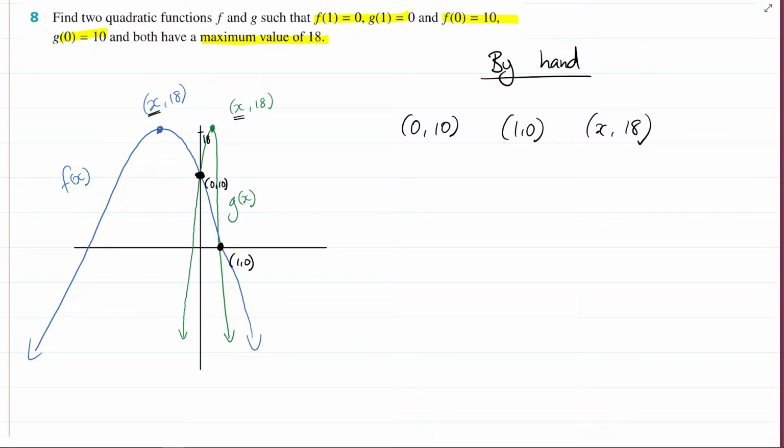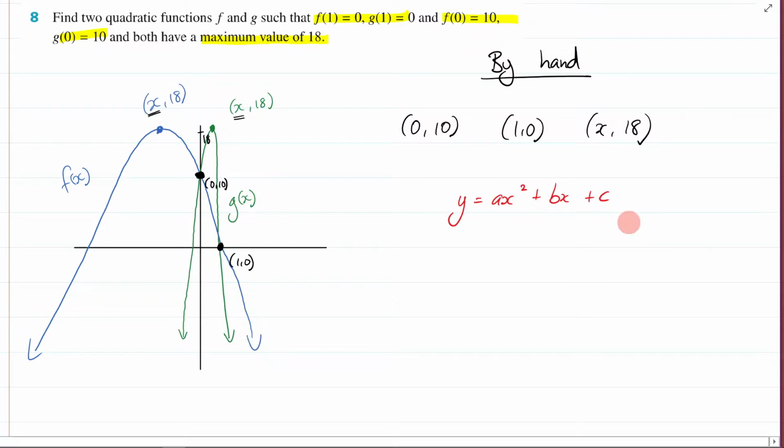What I'm now going to do is use each of these pieces of information to figure out what the quadratic rule is going to be. I'm going to use the general form of the quadratic rule that looks like this: ax² + bx + c. And I'm going to use each of these pieces of information to help me solve for a, b, and c.